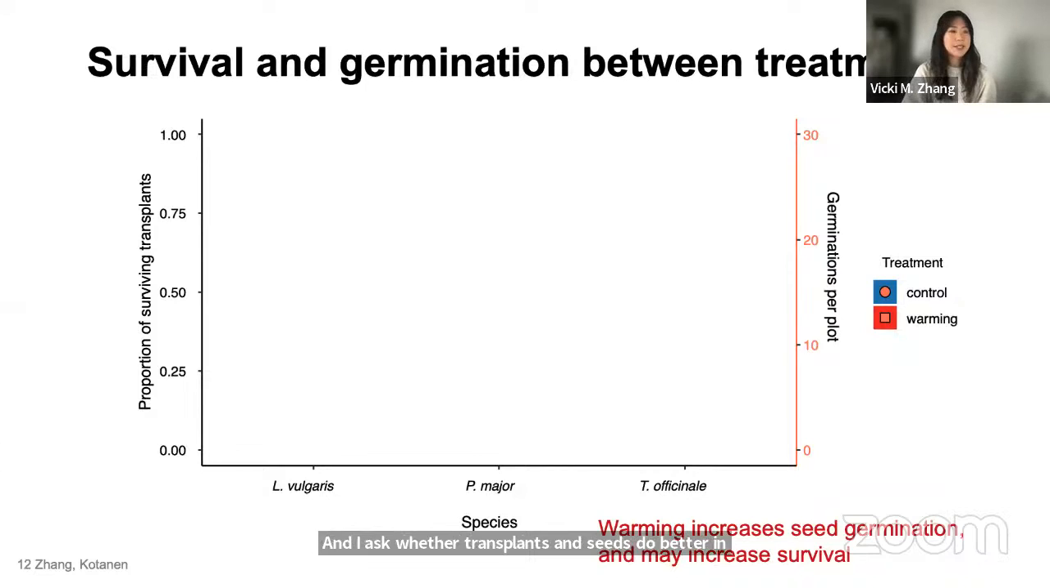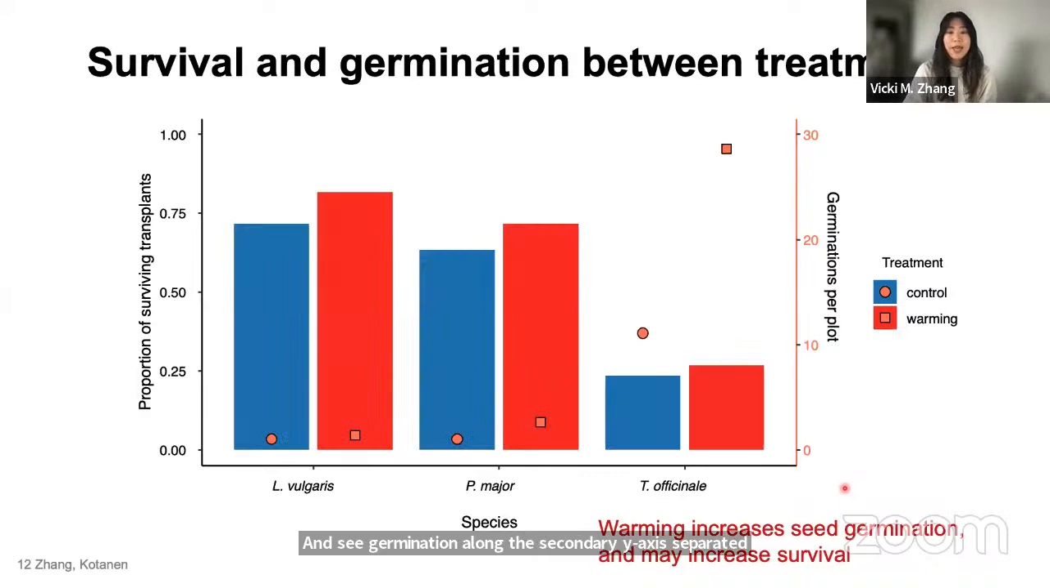Here I'm showing you transplant survival along the primary y-axis and seed germination along the secondary y-axis, separated by species. And again, the data is colored by treatment. And so far, after 1 year of observations, there is maybe a trend that plants transplanted into the warming treatments do better, but that's currently not significant.